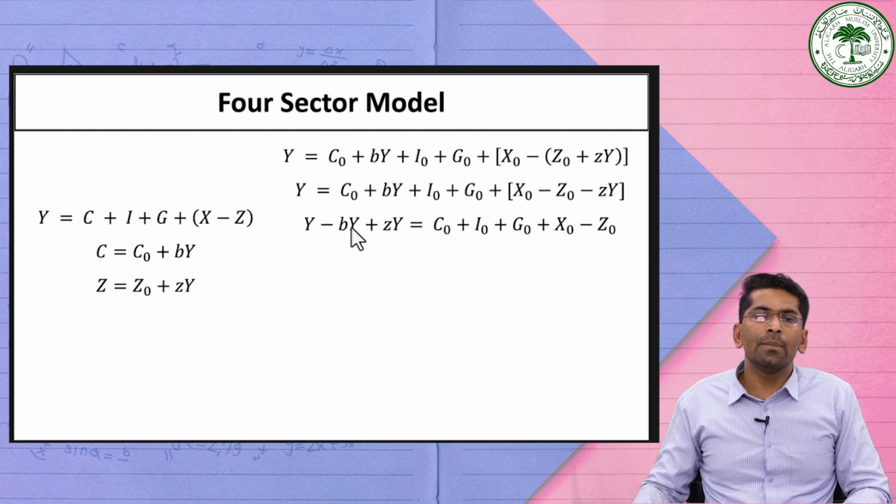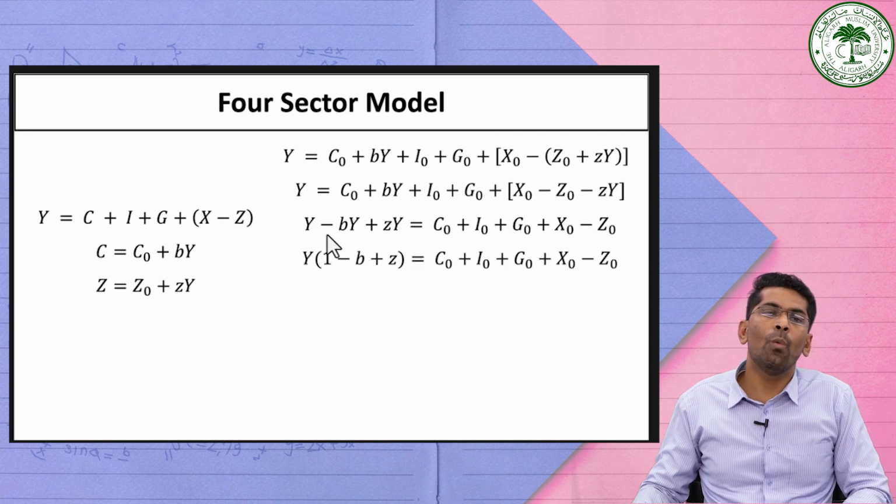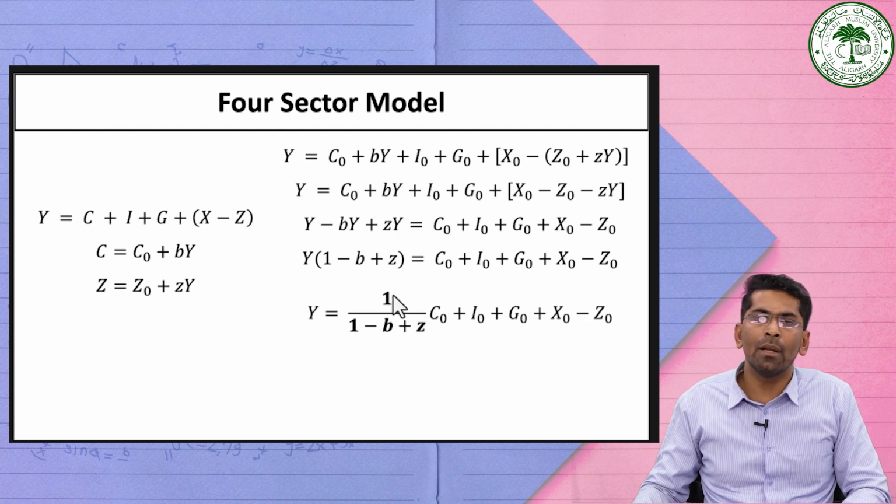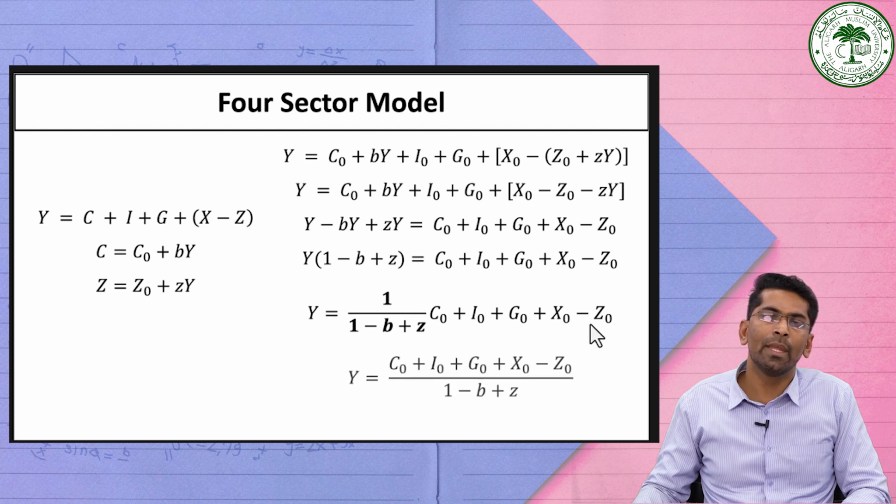Here the three terms having Y as a common element, so I am taking Y outside. What is remaining here is 1 minus B plus Z, then C0 plus I0 plus G0 plus X0 minus Z0. Then I am taking this term to the right side of the equation, so it goes to the denominator side: Y is equal to 1 by 1 minus B plus Z into C0 plus I0 plus G0 plus X0 minus Z0.